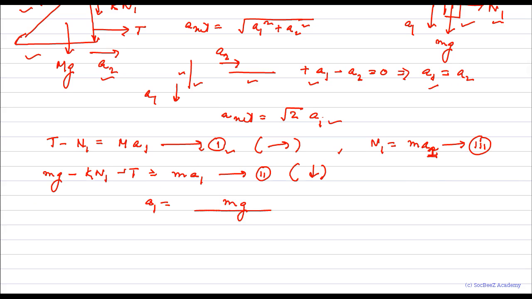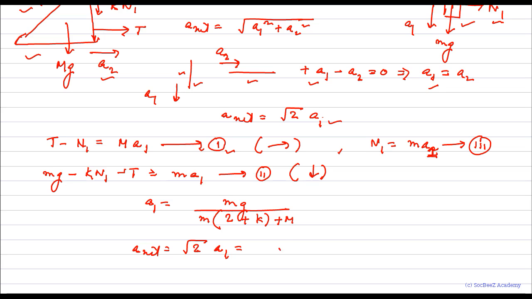So a1 turns out to be mg upon m into (2 plus k) plus M. And the net acceleration therefore turns out to be root 2 a1.